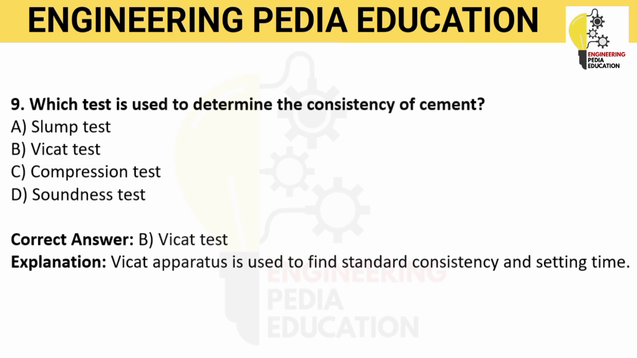The Vicat test is used to determine the standard consistency and setting time of cement using the Vicat apparatus. The main apparatus used in this is the Vicat apparatus. Its main parts are a movable rod, needle and plunger, Vicat mold, glass plate and scale.